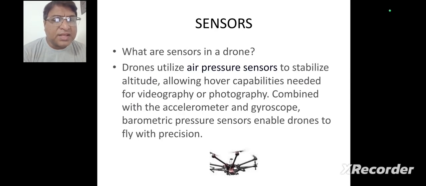Now I'll discuss the sensors in a drone. Drones utilize air pressure sensors to stabilize altitude, allowing hover capabilities needed for videography and photography, combined with the accelerometer and gyroscope. Barometric pressure sensors enable drones to fly with precision.